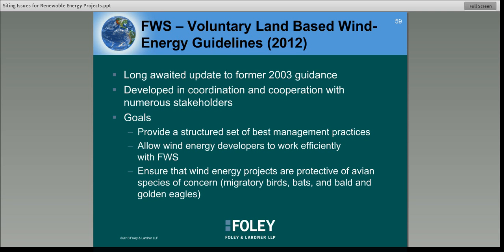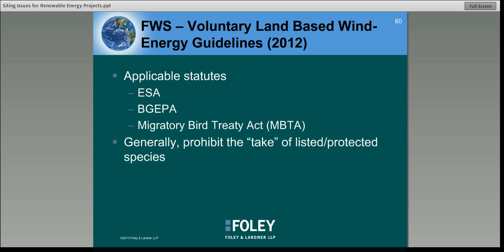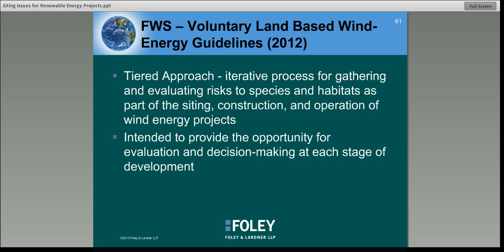So now on to the wind energy guidelines. We want to be respectful of your time and realize that we are running a little over here, so I will quickly go through these last few slides. These new wind energy guidelines came out just about a year ago. It is the update to the former 2003 guidance. It was a result of a collaborative effort and a consideration of public comments. The goals are listed there for you. Basically, in sum, the hope is that if the guidelines are used with the appropriate regulatory tools, you will have the best practical approach for conservation of species with regard to wind projects.